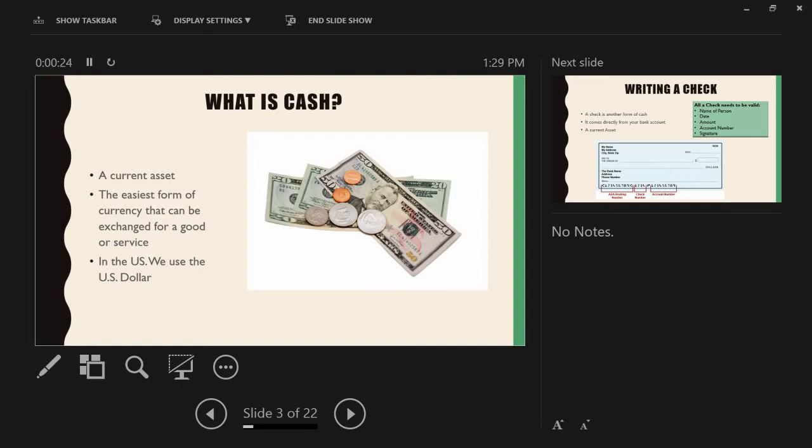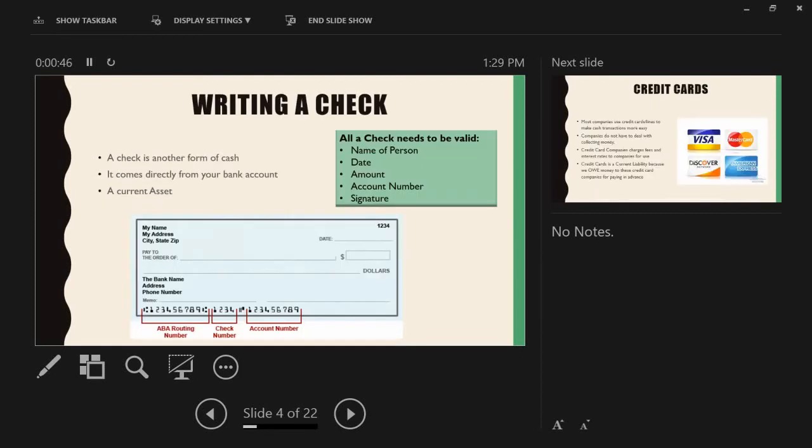Again, it's anything that we use to exchange for a good and or service, okay? So that is technically what cash is. It's our form of currency. It is what we use to buy stuff and to sell stuff, right? You could also sell cash. Well, that is what cash is.